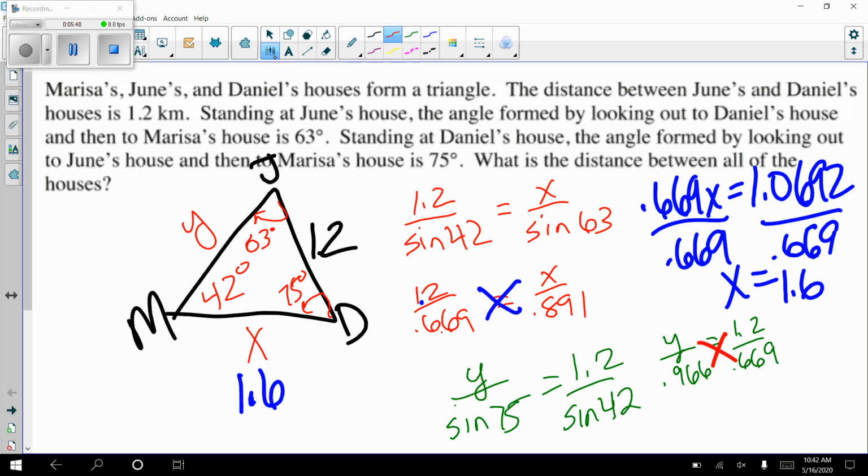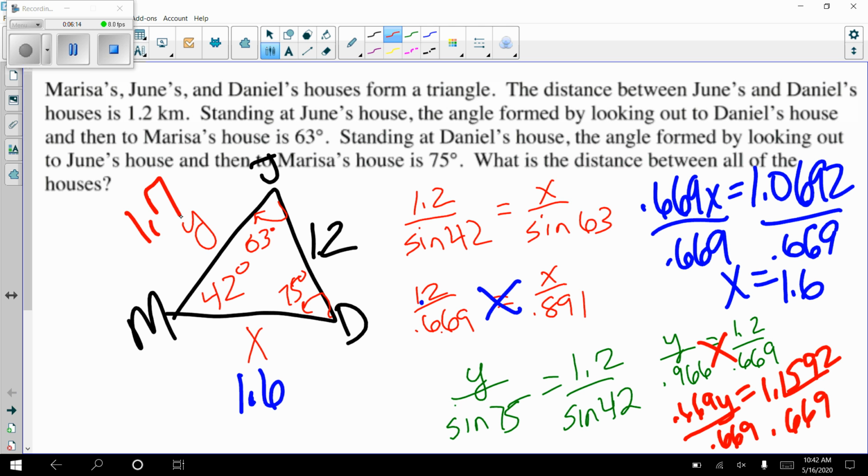I would get 0.669y equals, and then I would have to do 1.2 times 0.966. That's 1.1592. Divide by 0.669. And that is 1.7 about. So then this would be 1.7. Okay? So hopefully that was fun.